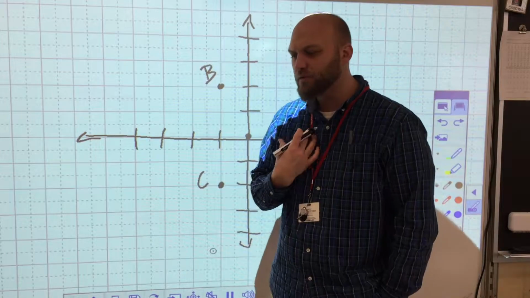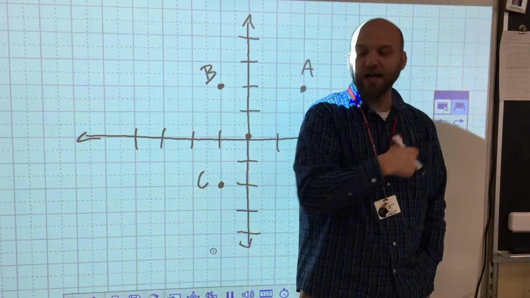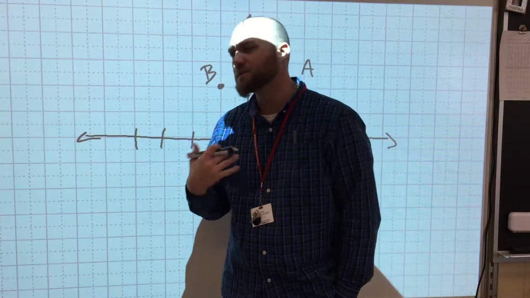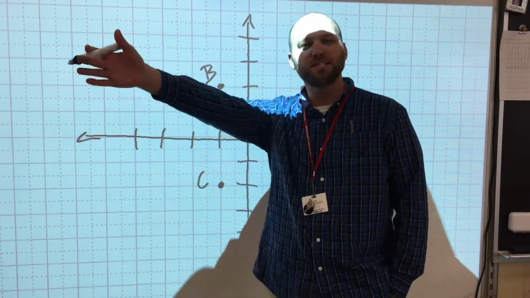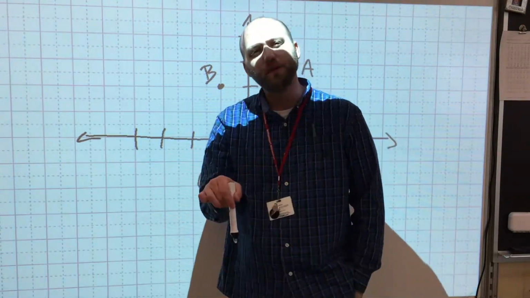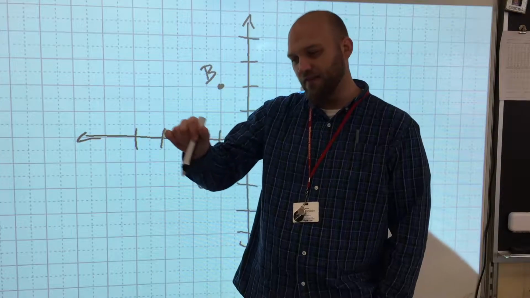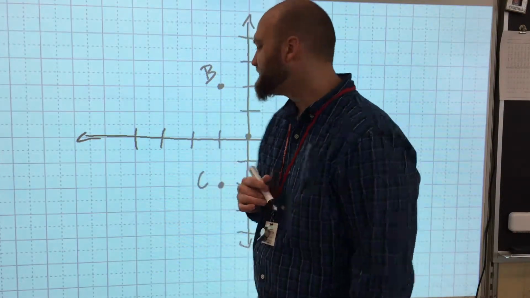So if I am Google Maps and I'm tracking my cell phone, and maybe I have a running app and I want to see how far Mr. W ran. Well, I'm not running necessarily in a straight line, so it needs to make a coordinate grid of the area that I'm running in and then map the distance between all of the points that I stop at.